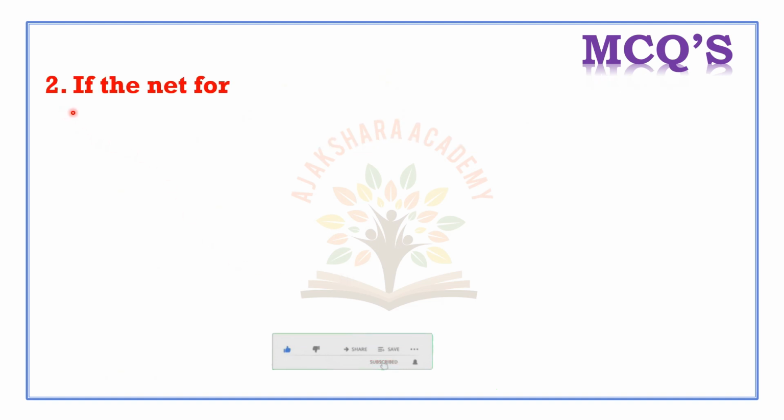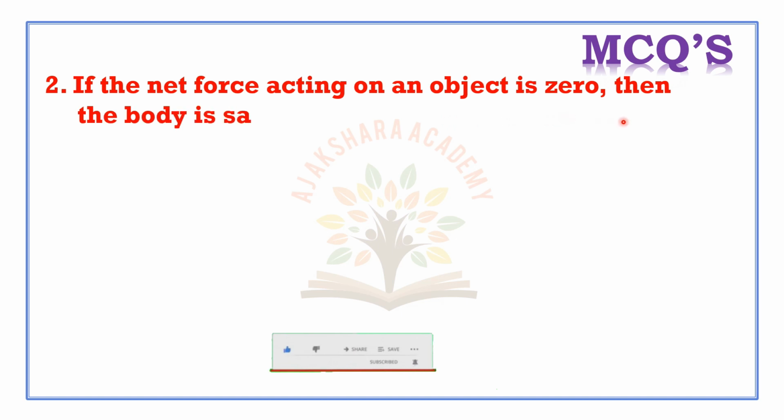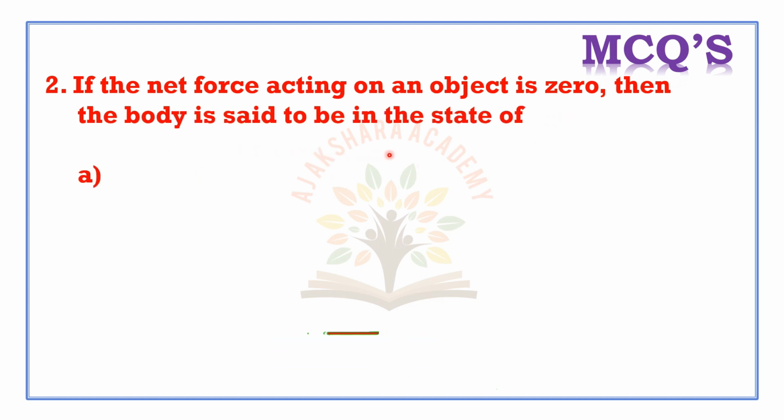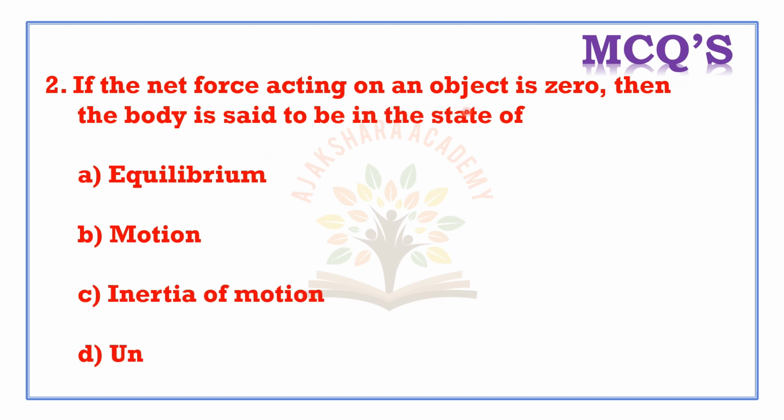Next, if the net force acting on an object is 0, then the body is said to be in the state of... Here the net force acting on the object is 0. Here there is no force. So then the body is said to be in the state of equilibrium. Okay, the first option is correct.